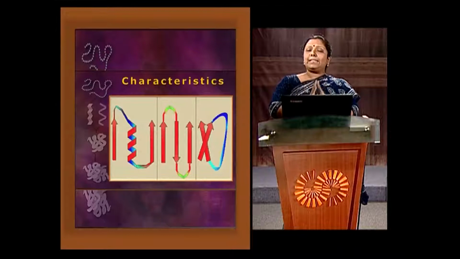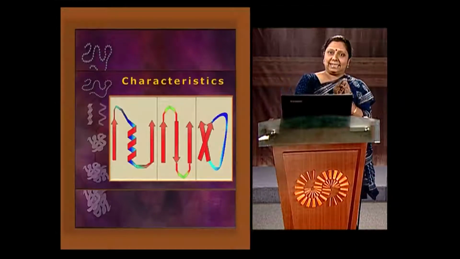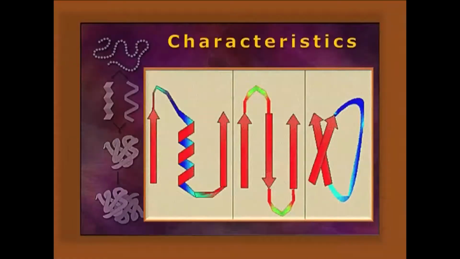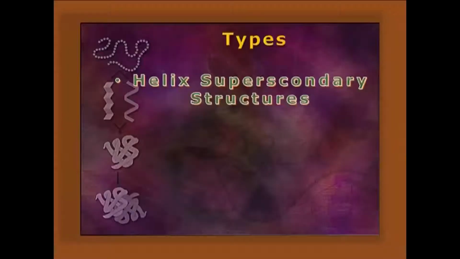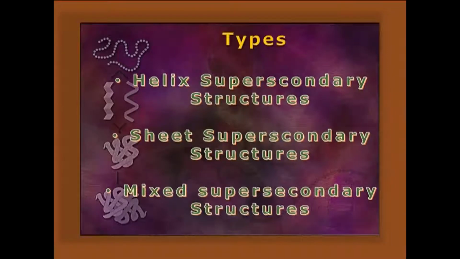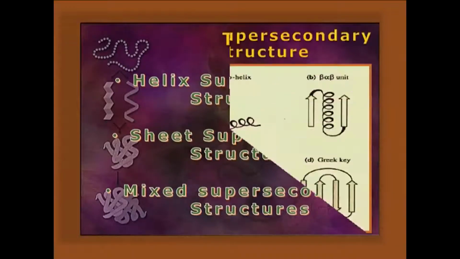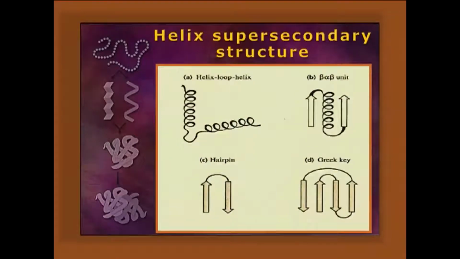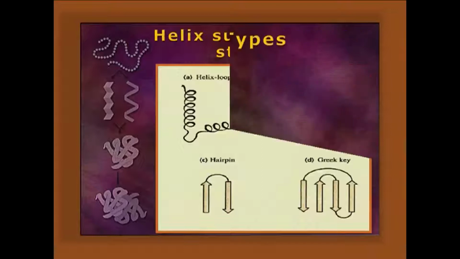Characteristics. So, if we think the secondary structure is a unit like alpha helix and beta sheet, then two units will be described as supersecondary structure. So, it is the arrangement or assembly of secondary structure in 2D or 3-dimensional space. Types involved. It includes helix supersecondary structure, sheet supersecondary structure as well as mixed supersecondary structure. From the picture, it is evident that in the case of helix supersecondary structure, different helices are joined by loops.